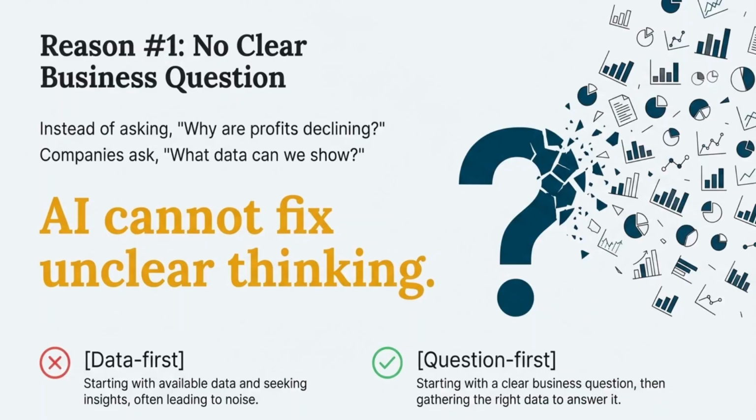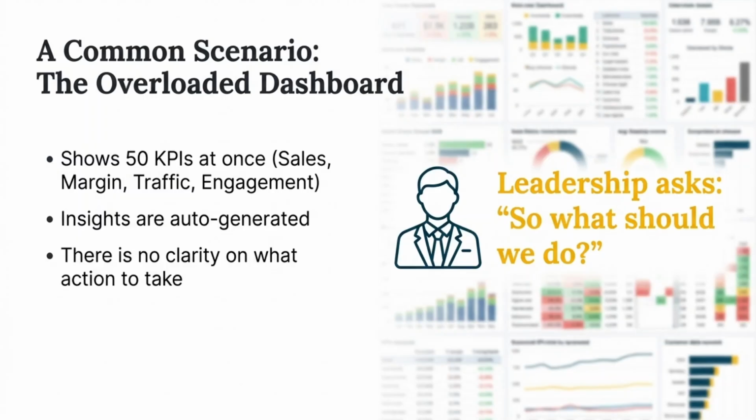The first reason is that there is no clear business question. An AI dashboard fails first at the most basic level, ideally. There is no clear business question, right? Instead of asking why profit is declining, the company asks what data can we show? AI cannot fix unclear thinking. It's very difficult for it to understand, correct? So it's very much required that you have the proper question around it. If the question is wrong, even the smartest AI will not be able to give you a useful answer, correct?